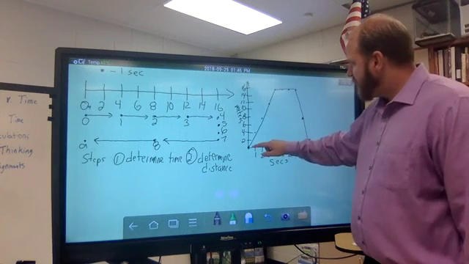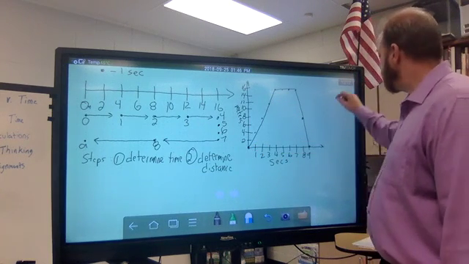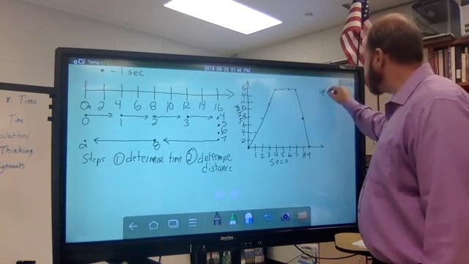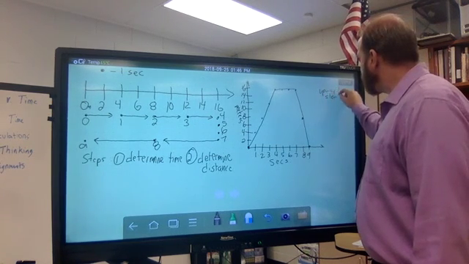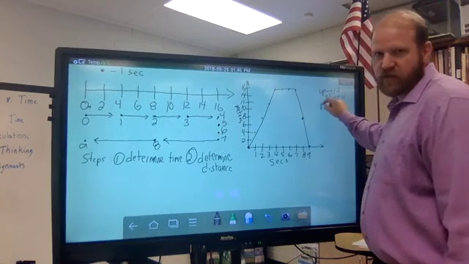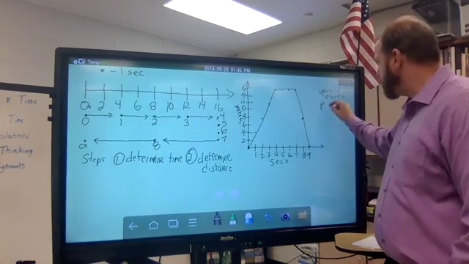Now by looking at this position versus time graph, there are several things that I know. I know that anytime I have an upward slant, that is going to be positive velocity. So the upward slant is a positive velocity.